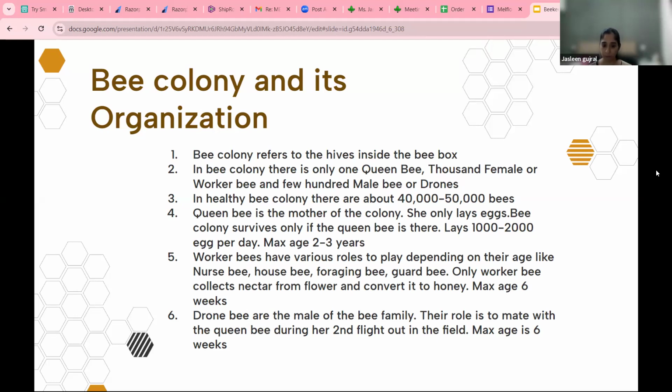Then drone bee. Drone bees are the male members of the bee family, and their only job is to mate with the queen bee during her second flight. Whenever the queen is born, she basically takes two flights. First is the orientation flight, where she gets familiar with all the areas around, and second is the mating flight. During her second flight, she gets mated with the drone. And the maximum age of the drone, or the male bee, is also 6 weeks.